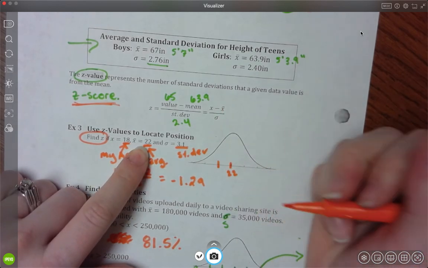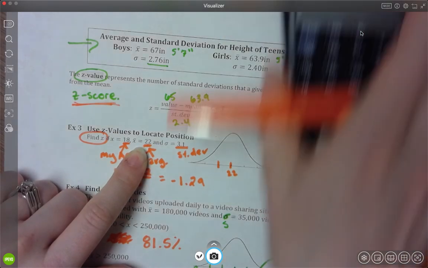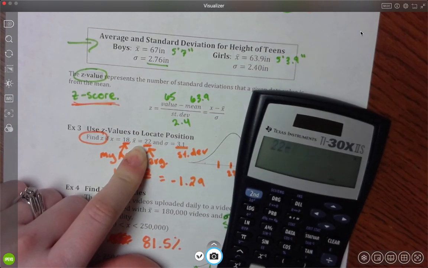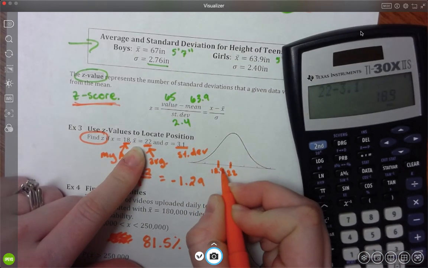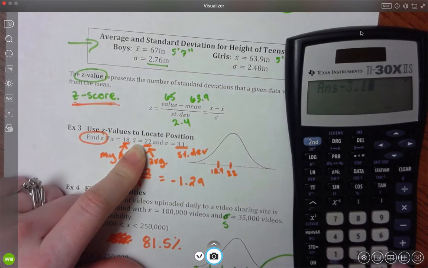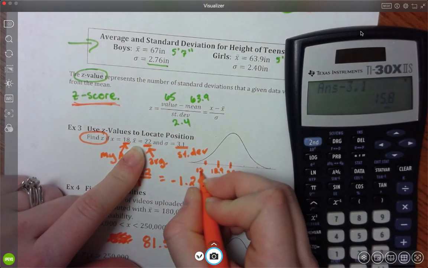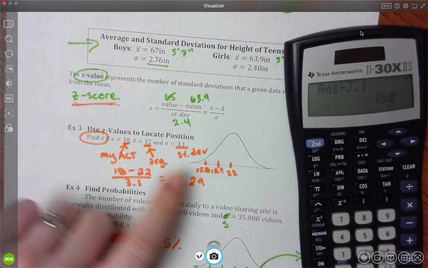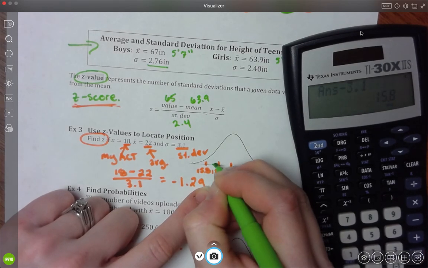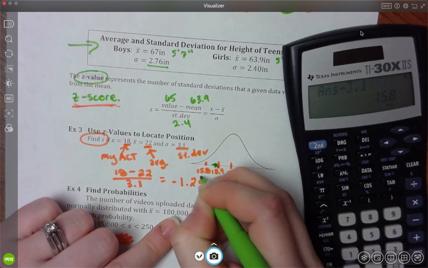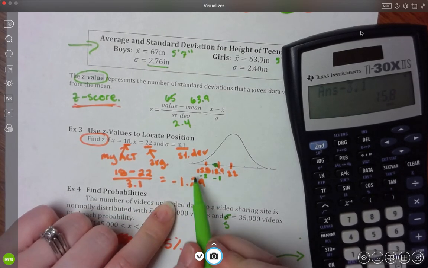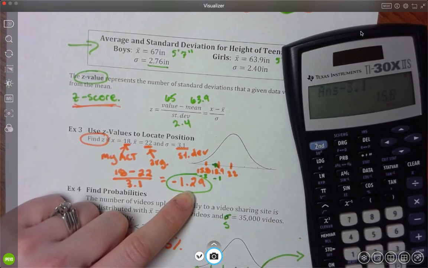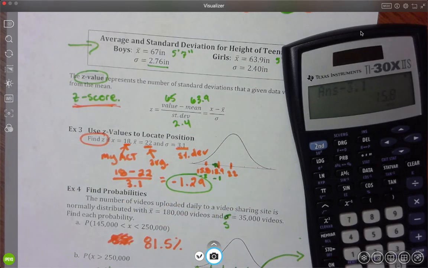If I put, let's say, 22 here in the middle, and I subtract 3.1, 22 minus 3.1 is 18.9. If I subtract another 3.1, that's 15.8. So my value of 18 is just right below a negative 1. It's between negative 1 and negative 2. So right below a negative 1 is where my negative 1.29 lives. This is just how many standard deviations I am below the mean.